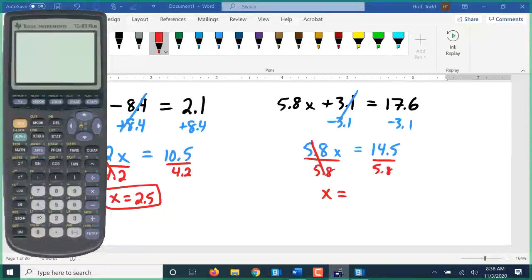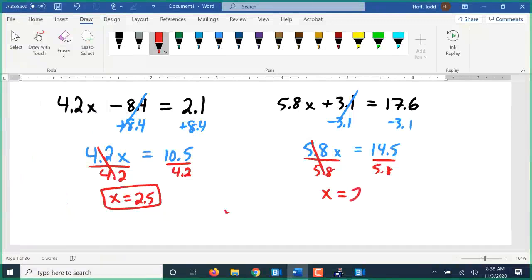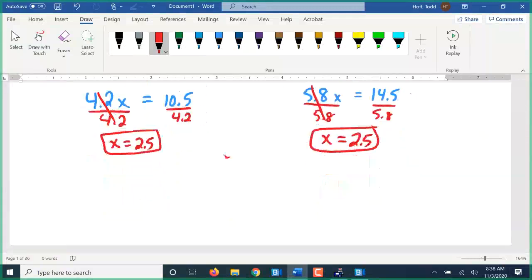What'd you get? 0.5? 2.5. Okay. That's what I was thinking, is 2.5. Thanks. So it's 2.5 again. Guess I'm stuck in a little bit of a rut there.